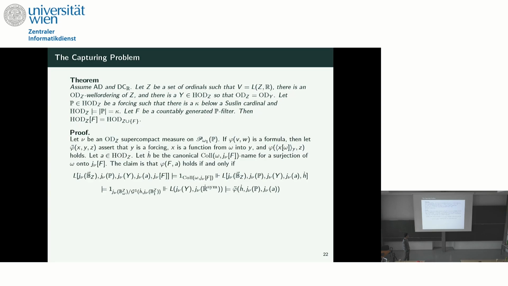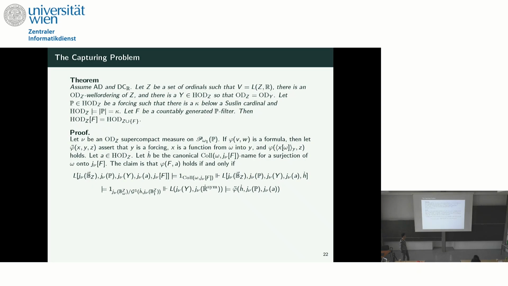So it's kind of an ugly little formula, but let me say what it is, and then I'll emphasize the important point. Since kappa is less than a Suslin cardinal, by Woodin's result, there is a supercompactness measure on kappa. Then you can transfer that to an ODZ supercompactness measure on P omega 1 P. Now, if you have a formula phi of v, w, there's going to be a derived formula phi tilde of x, y, and z. It says that y is a forcing, x is a function from omega into y, and phi of the y upward closure of the image of x and z holds.